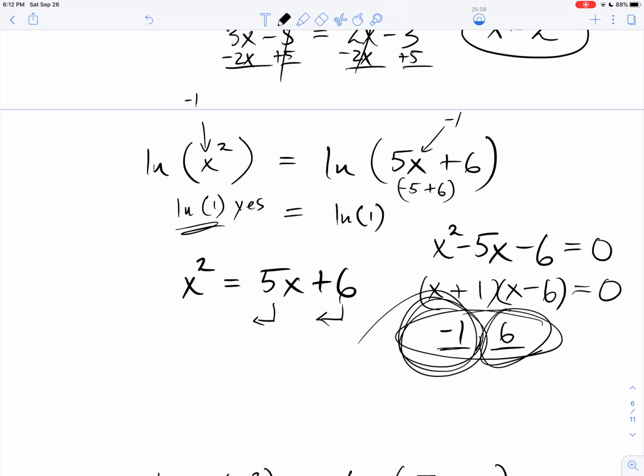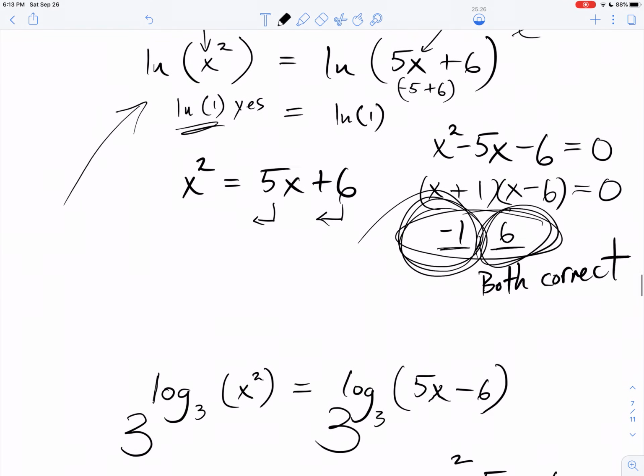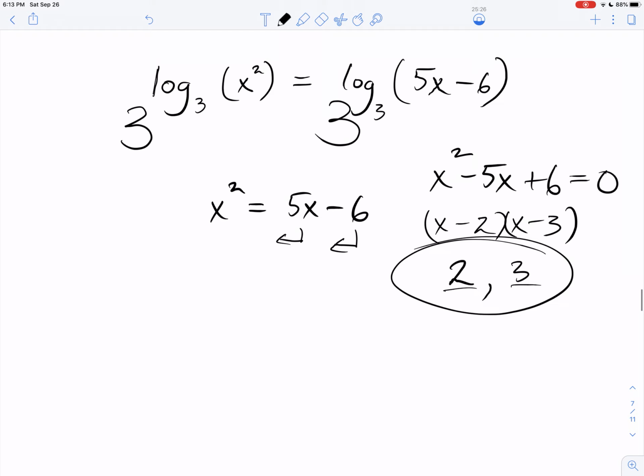Not all negative answers are bad answers. In fact, if you want to, you could plug 6 in. You could verify that on one side it'll say natural log of 36, and on the other side it'll say natural log of 36. Both of these answers are legit. Both of these are correct. So here is the grand rule for all logarithmic equations. You should always plug them back in to check them to see if they're valid when you're taking the log of a variable. When you're taking the log of some variable, you want to make sure that the answer you found is legit.